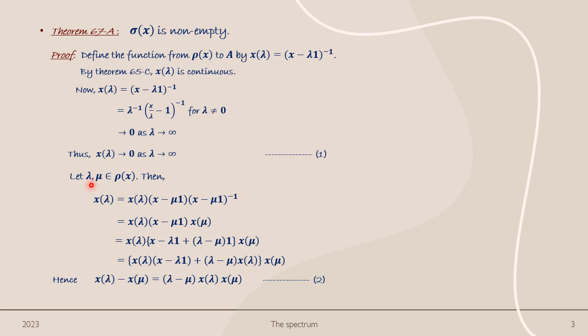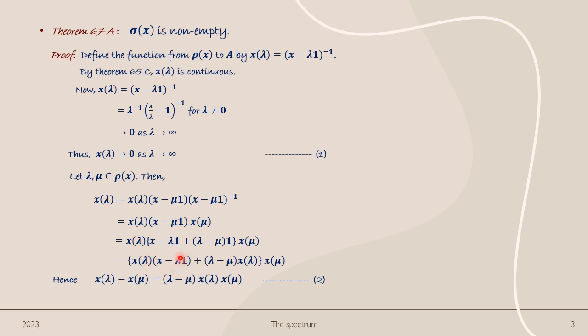Now as usual we take two scalars lambda and mu in rho of x, the resolvent set of x, two complex numbers lambda and mu. Then we can compute the resolvent equation. We have already derived a similar one. That is, X of lambda can be written as X of lambda into the vector x minus mu 1 and its inverse. The vector and its inverse reduce to 1, so 1 into X of lambda is the same thing. We can rearrange this; by definition, the last part becomes X of mu.